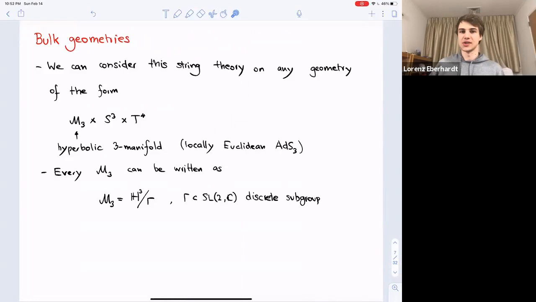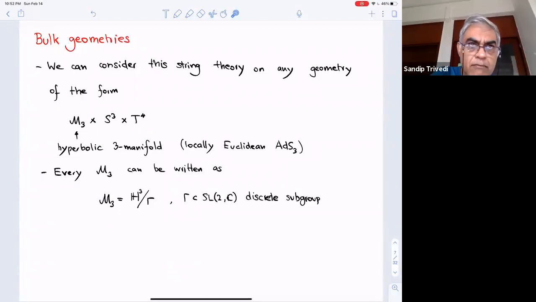So now let's do this and consider the string theory on some different geometries. The ones I will look at have this still simple factorized form. I will take some hyperbolic 3-manifold, which is locally Euclidean AdS3, but I will leave the factor S3 times T4 untouched. You could consider more general things, but I will stick with this. And this is still tractable because every hyperbolic 3-manifold can be written as some quotient of the unique hyperbolic 3-space.